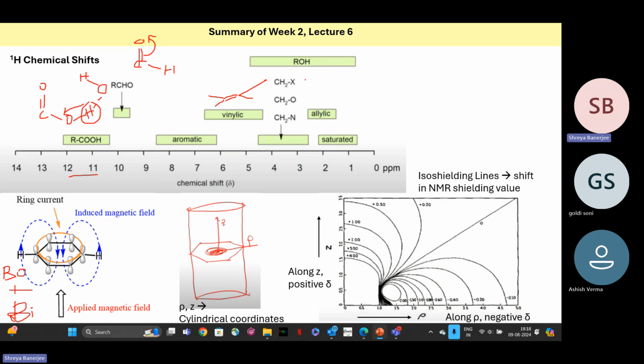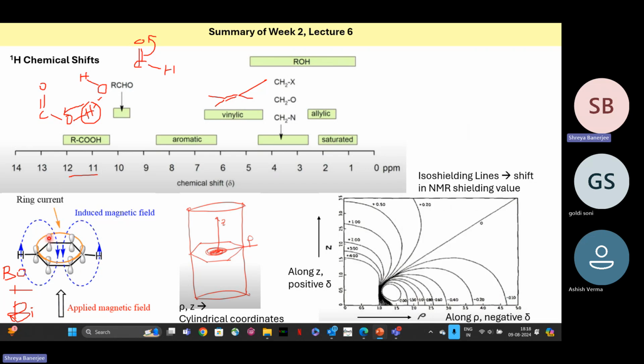And then you have the protons attached to polar atoms like halides or oxygen or nitrogen, which are slightly more downfield shifted. And the most upfield shifted protons are the saturated hydrocarbons because there are no electron withdrawing effects in them.